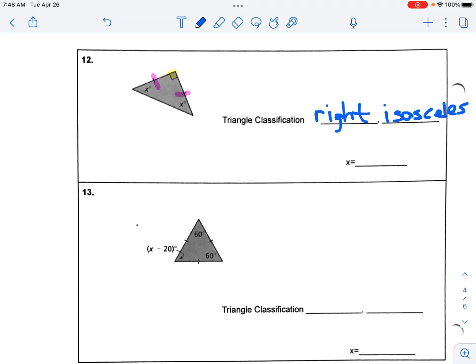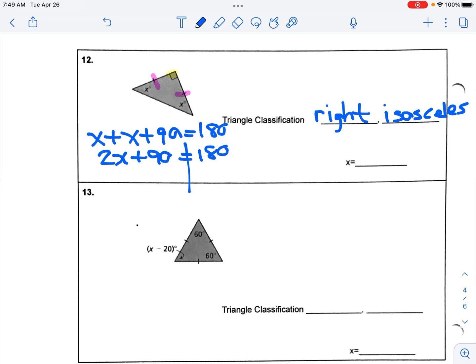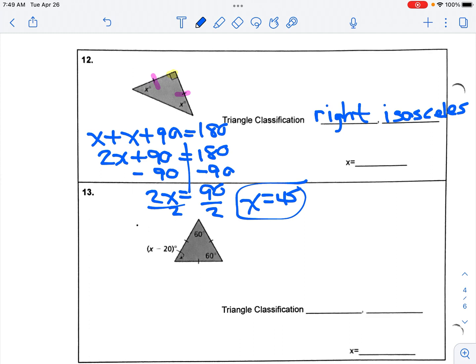So now we're going to find the value of x. Well, I know that I have one 90-degree angle and two angles that measure x. So x plus x plus 90 has to equal 180 degrees. Combine like terms. 2x plus 90 equals 180. Undo the addition. 2x equals 90. Divide both sides. X equals 45. So x equals 45 degrees.